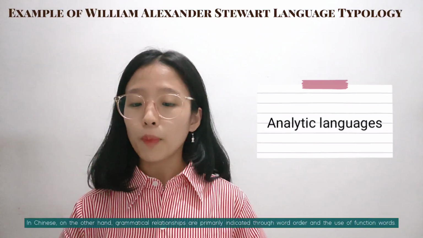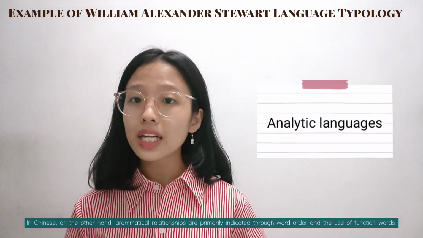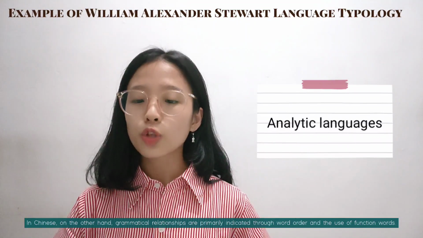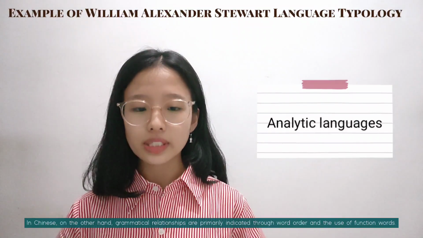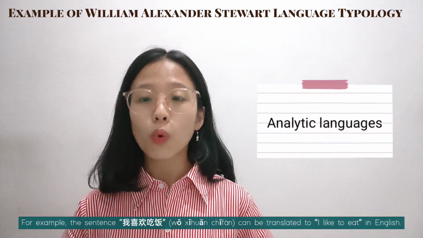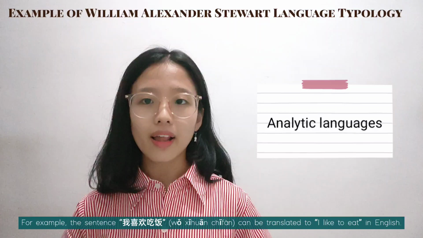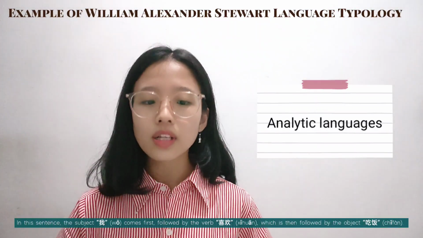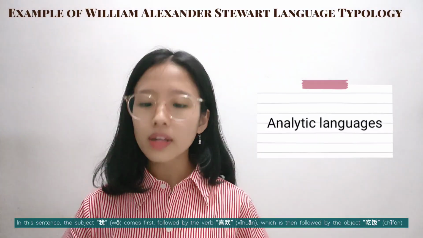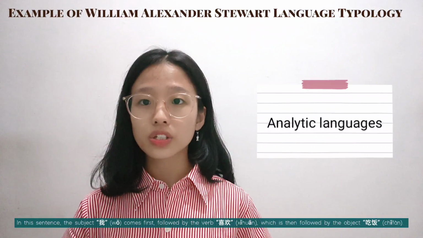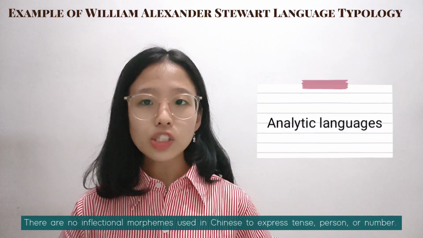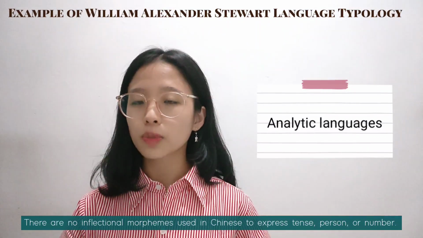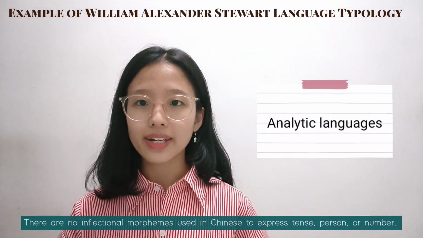For example, in Mandarin, grammatical relationships are primarily indicated through word order and the use of function words. For example, the sentence 我喜欢吃饭 means I like to eat. In the sentence, the subject 我 comes first, followed by the verb 喜欢, which is then followed by the object 吃饭. There are no inflectional morphemes used in Chinese to express tense, person, and number.